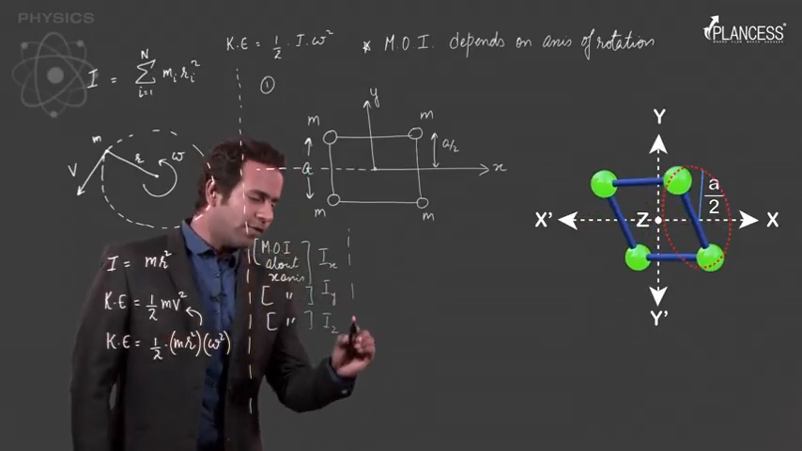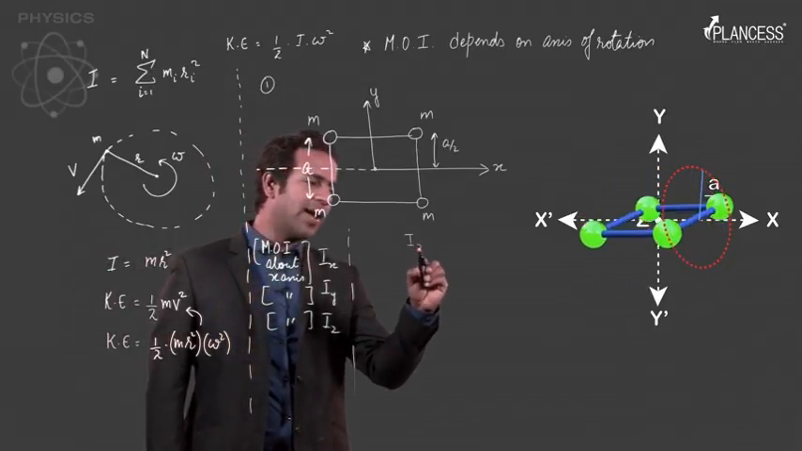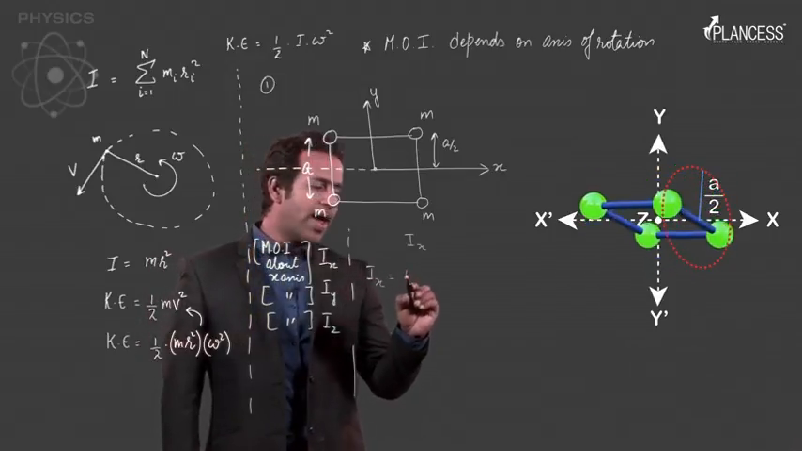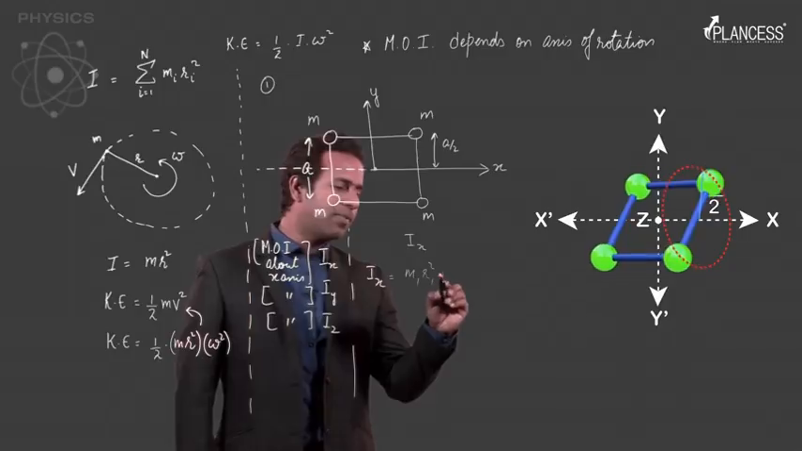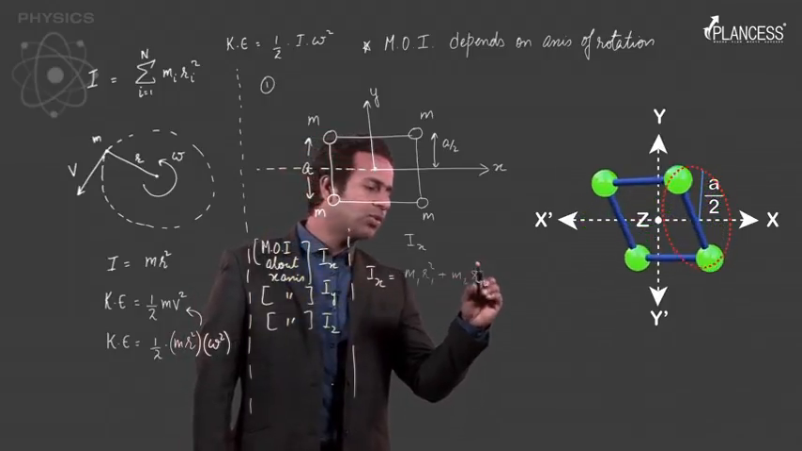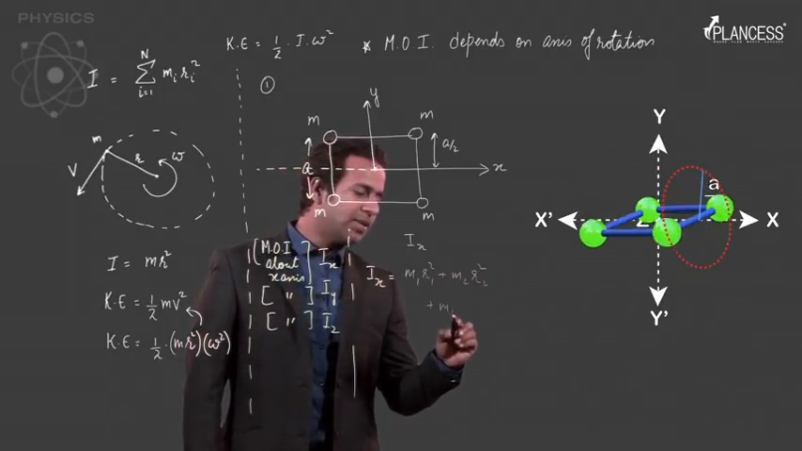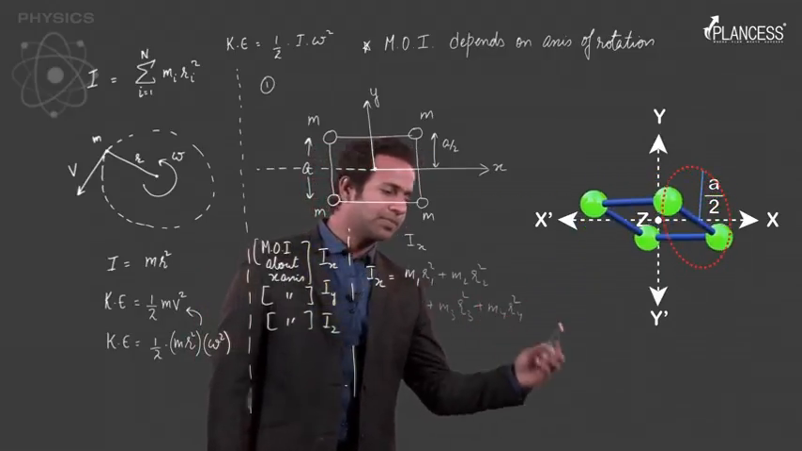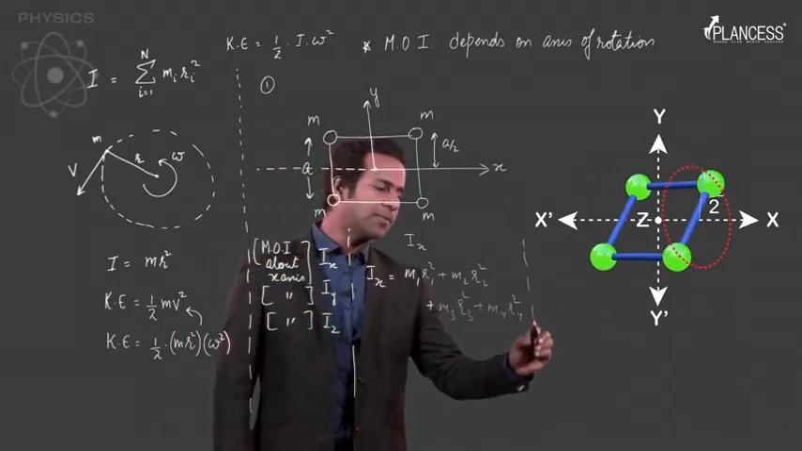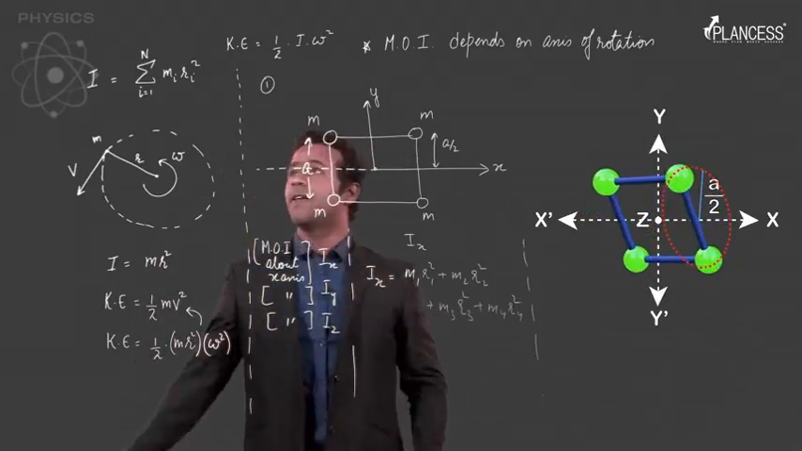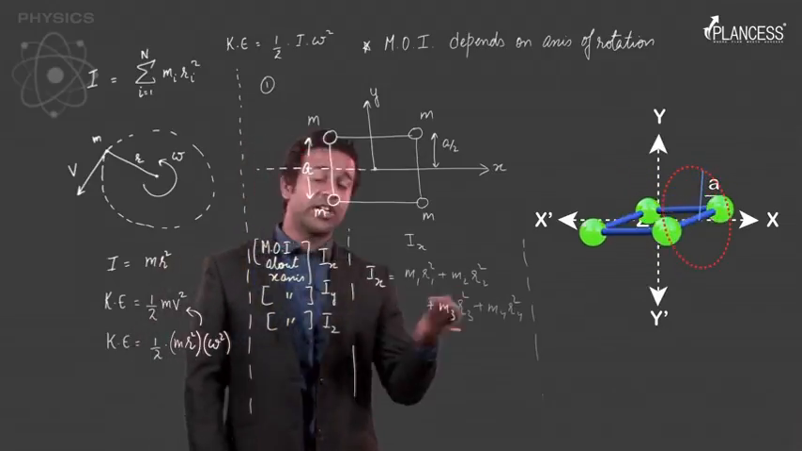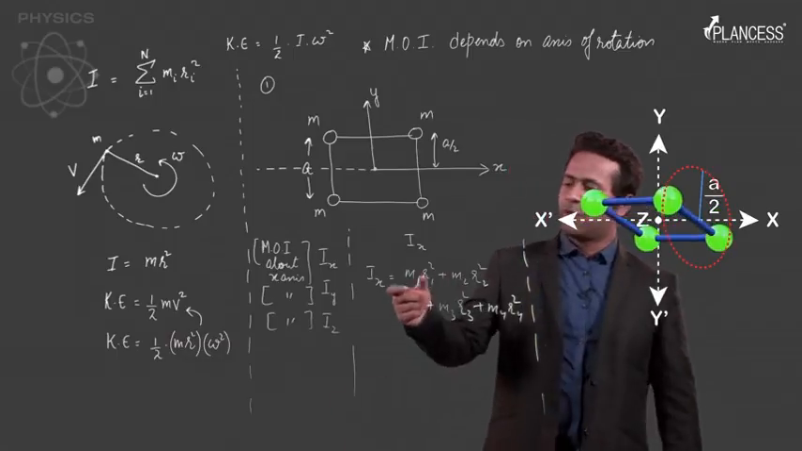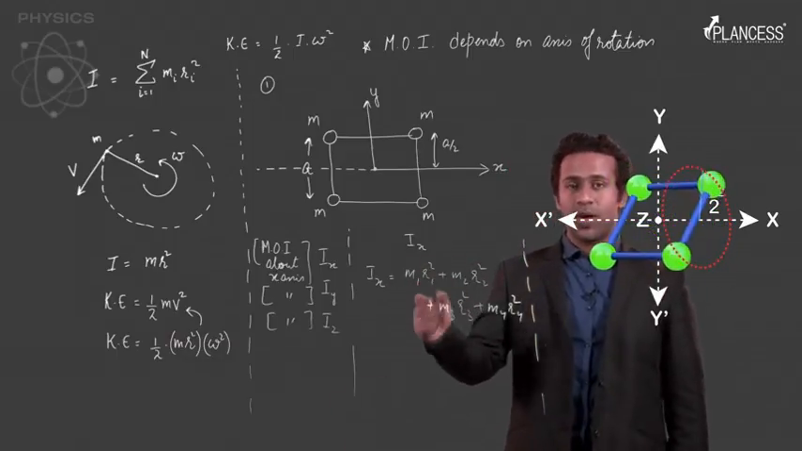So first of all, finding Ix. For Ix, we can say that Ix is equal to m1 r1 square plus m2 r2 square plus m3 r3 square plus m4 r4 square, right? If we have four bodies, then the summation of mi ri square should expand like this. So four masses and four terms of mi ri square.